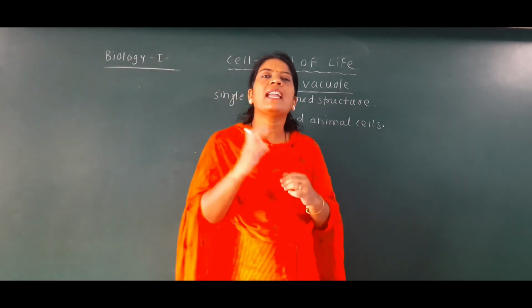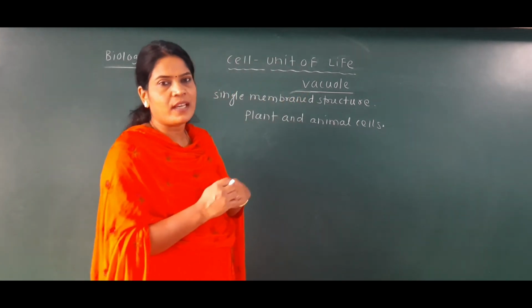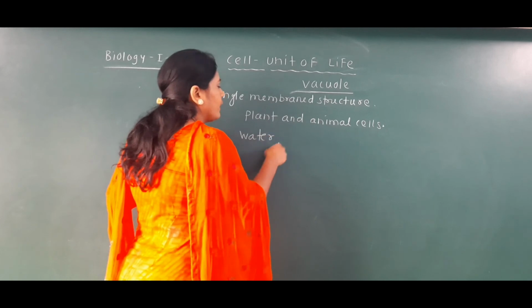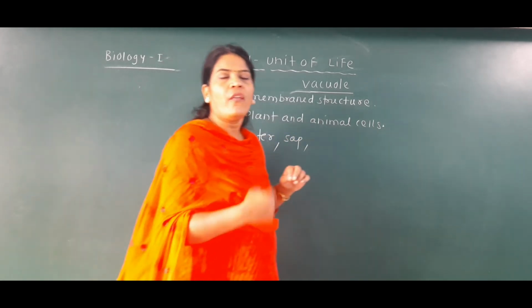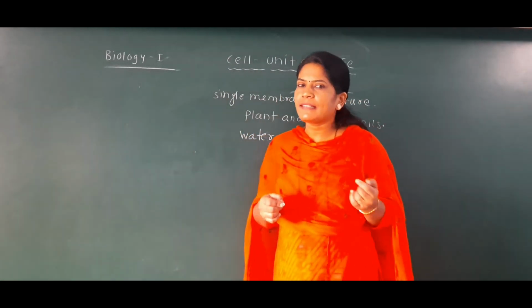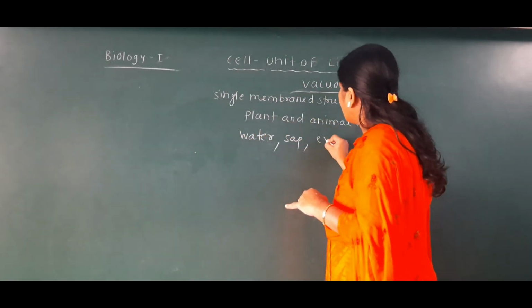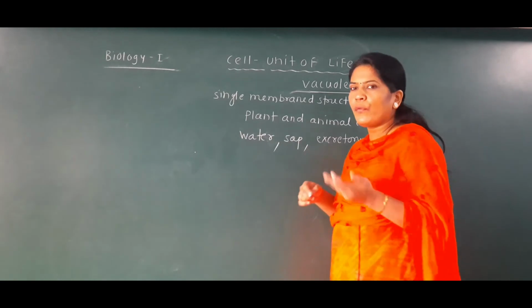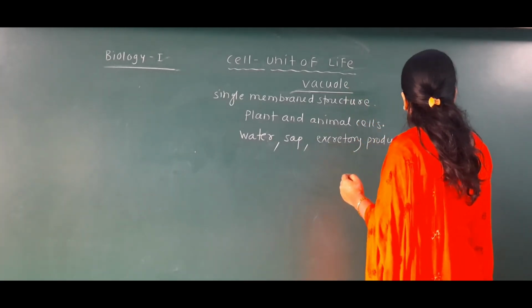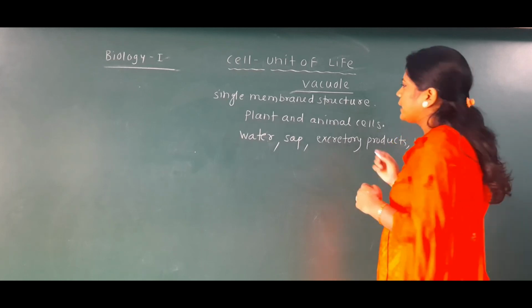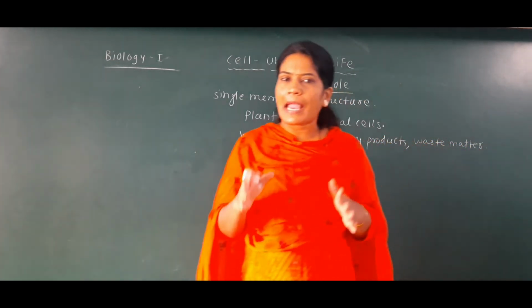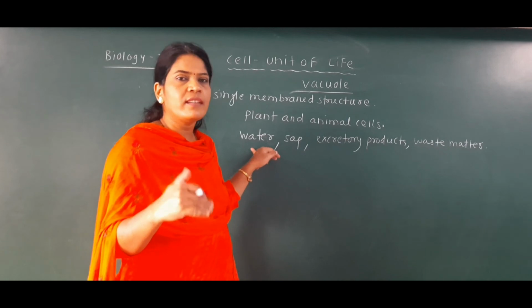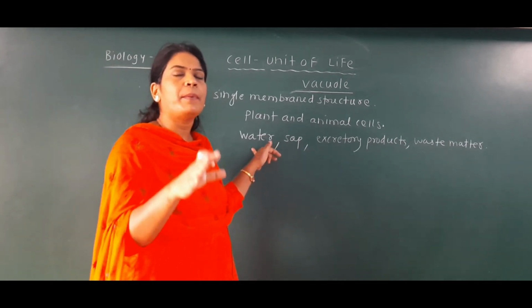Now if you see the chemical composition of this vacuole, you will observe that inside this vacuole there will be water, sap. You will find the excretory products of that cell stored in that vacuole. So next is excretory products. And the waste matter which is not required by that cell is also stored inside this vacuole. That means the vacuole is the cell organelle which stores water. Excess water is always required by the plant, and that excess water in the plant is stored in the vacuole.